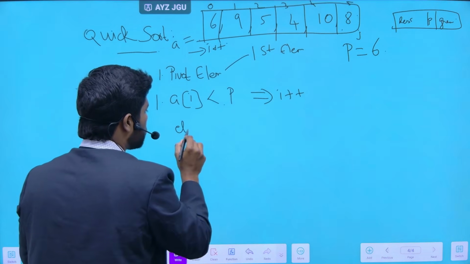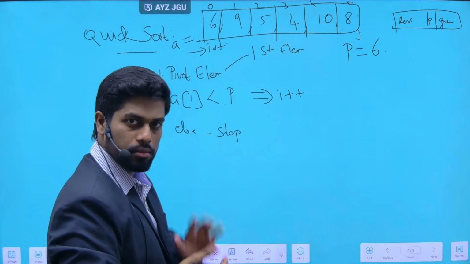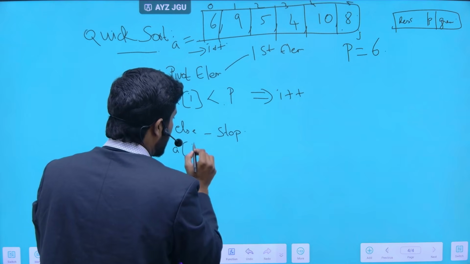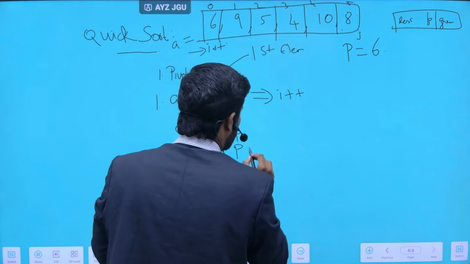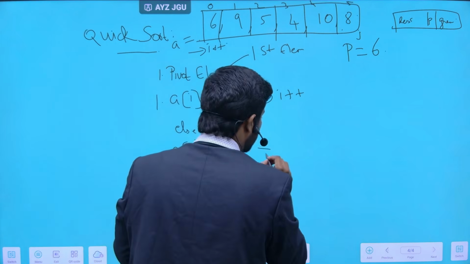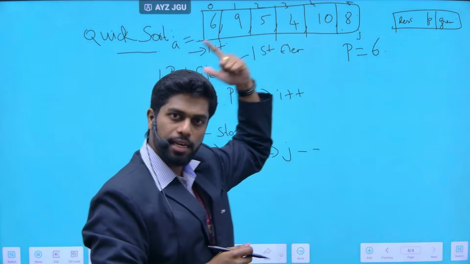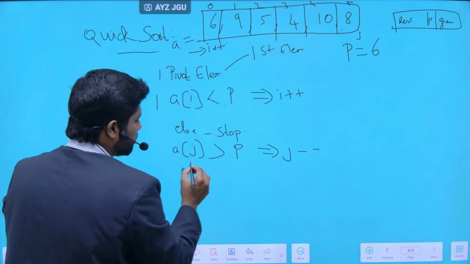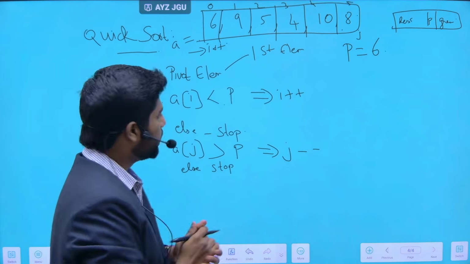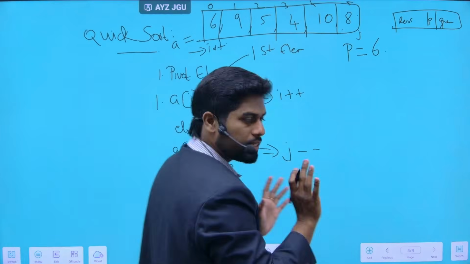Else, stop the pointer. Next, at the same time, A of J must be greater than the pivot element. That will be J minus minus. Why minus minus? Because J goes in reverse. Else, stop the pointer. Only if it is greater do you move J backward, and only if it is lesser do you move I forward. This is the actual condition.